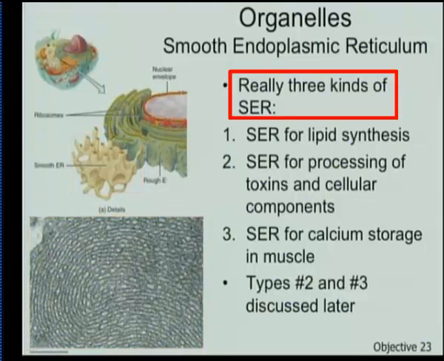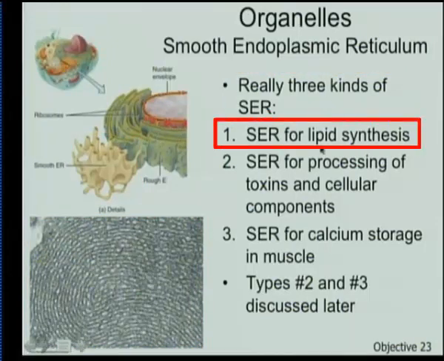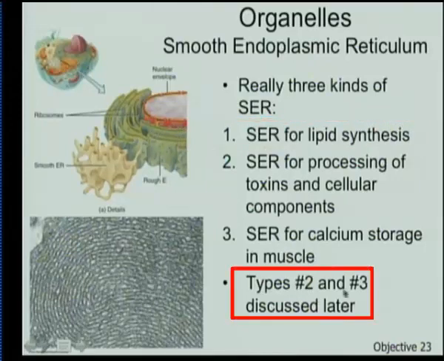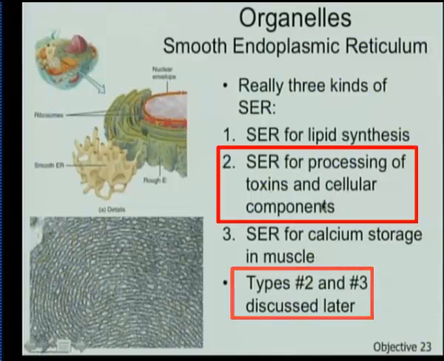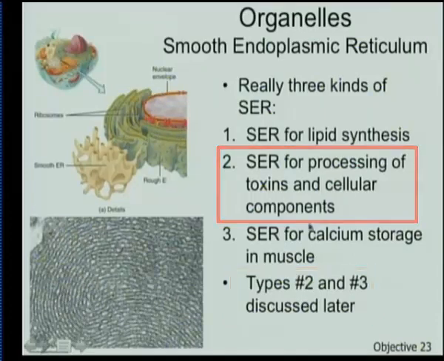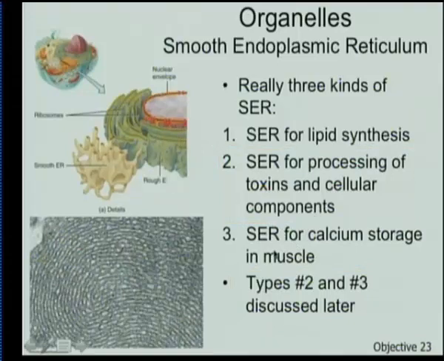Now the smooth endoplasmic reticulum, there's kind of three kinds of this. In a general cell, it's heavily involved in the production of lipid molecules. In some organs, and that's why we're going to discuss numbers 2 and 3 later, it plays a role in processing toxins and other cellular components like in the liver. And sometimes they'll have special names depending on their function within a given cell.